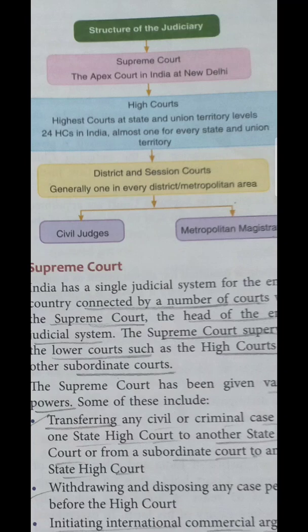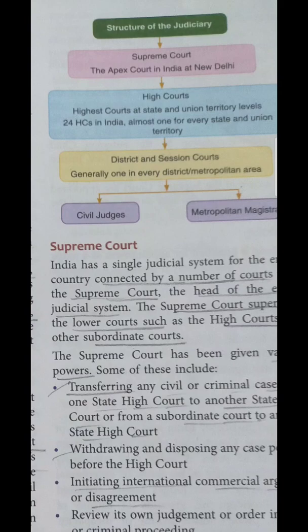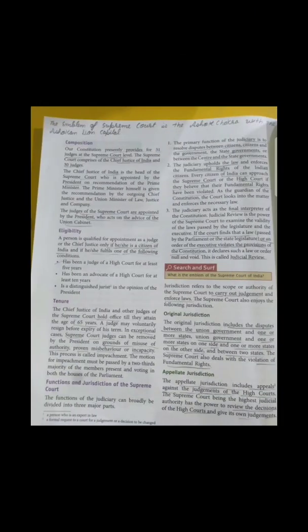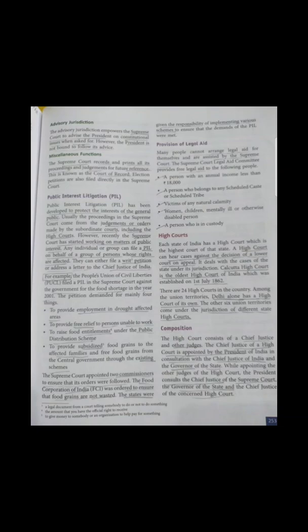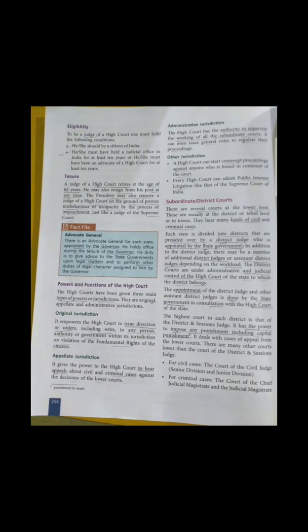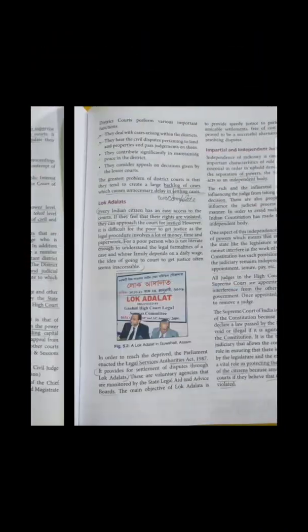The Supreme Court is considered the highest court of the country, and second after the Supreme Court there is the High Court, which is at the state level. The highest court of the state is definitely the High Court, and there are 21 High Courts in India, and after that there is the District Court. Further, we discussed in detail the Supreme Court, and after that the High Court: how is the composition of the High Court, how many judges are there, eligibility criteria and tenure period. Further we came to know about the powers and functioning of the High Court, and along with that we discussed in detail the district courts and the subordinate courts.